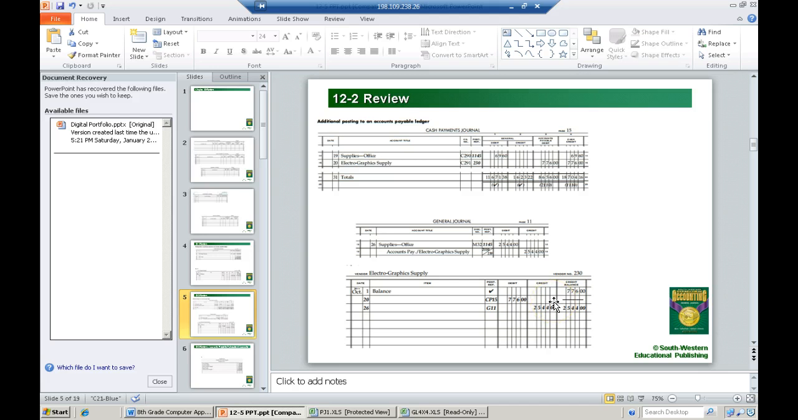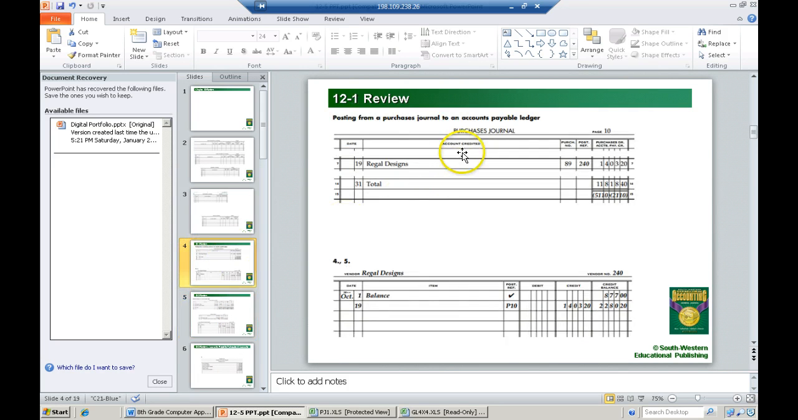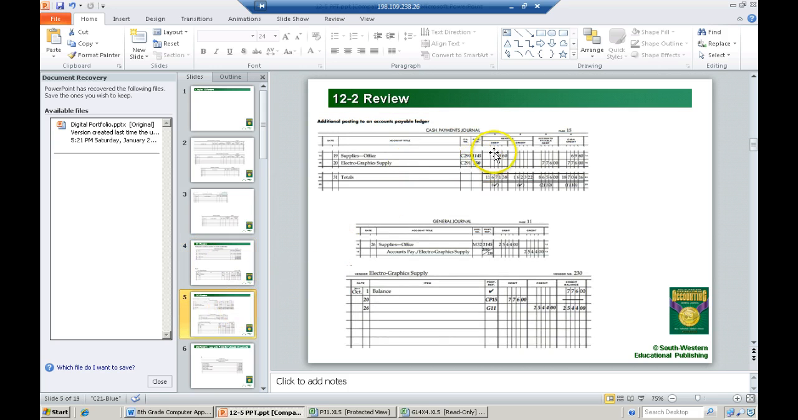This was it. So everything relates to accounts payable, people or companies or businesses that we owe money to because we've either purchased merchandise in the purchases journal, or we paid them back in the cash payments journal, or maybe we purchased supplies instead, which would not go in the purchases journal. It would go in the general journal.